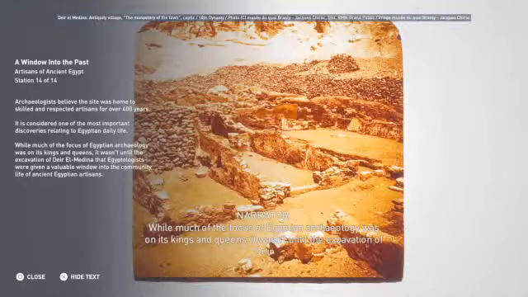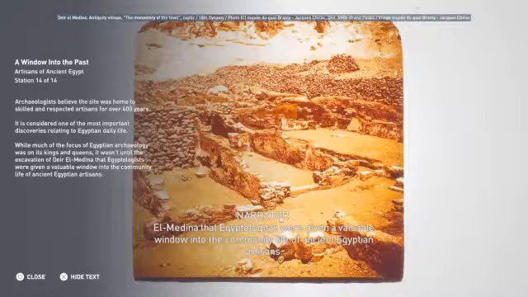While much of the focus of Egyptian archaeology was on its kings and queens, it wasn't until the excavation of Deir el-Medina that Egyptologists were given a valuable window into the community life of ancient Egyptian artisans.